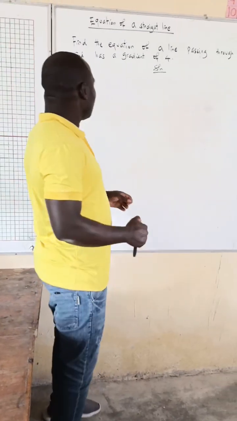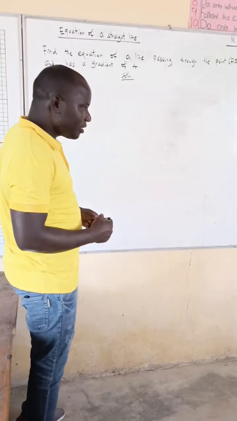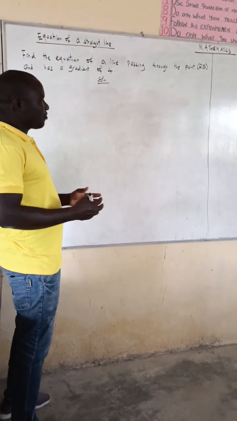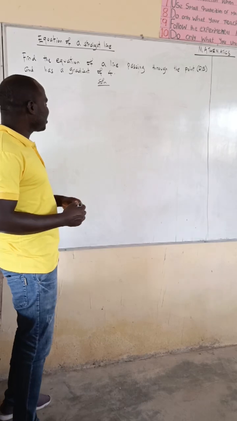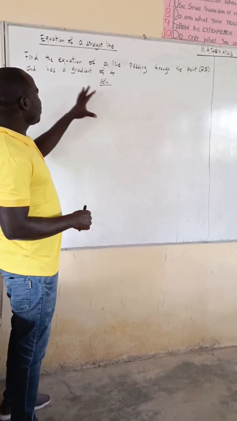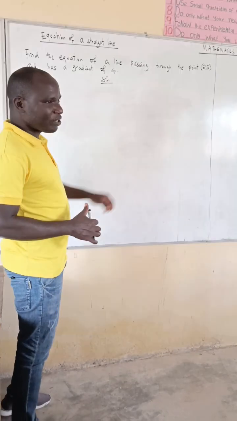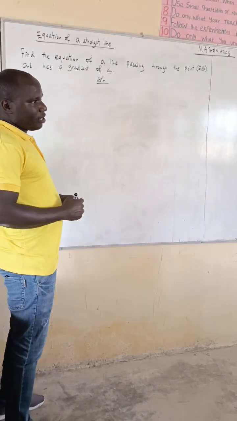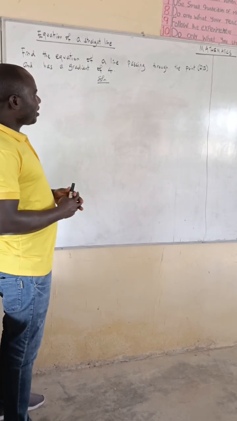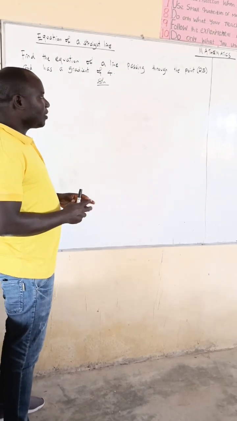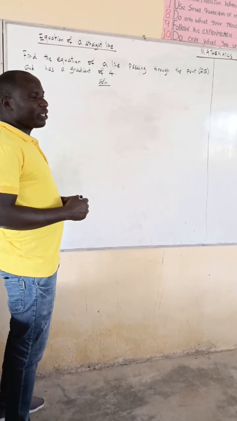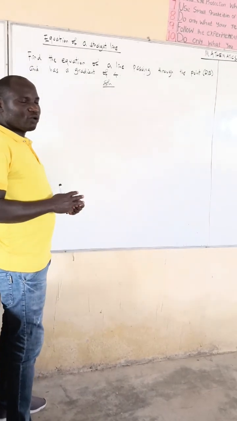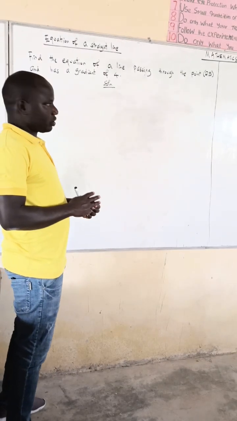All right. So there is a question here that is emanating from gradient and equation of a straight line. That is a topic in Form 2, whereby we are required to determine the equation of a line that passes through the specified point, and that particular line we are told it has a gradient of 4. So there are so many ways of handling it, but the best method, and of course the quickest method of determining the equation of a straight line is through making appropriate substitutions.